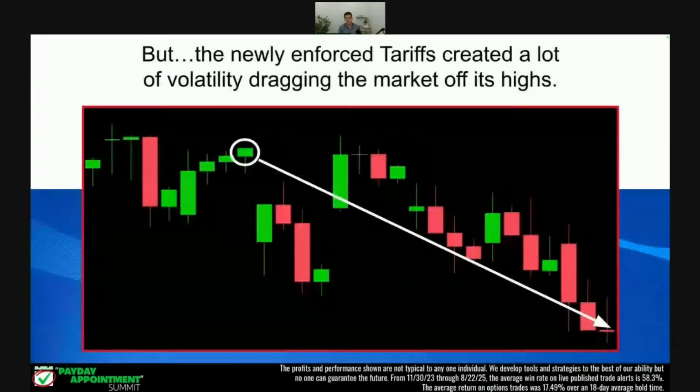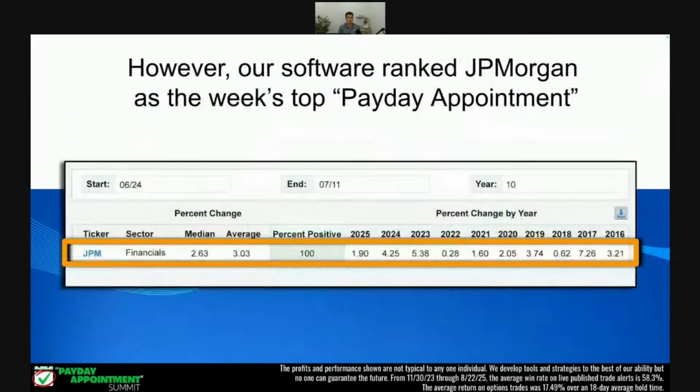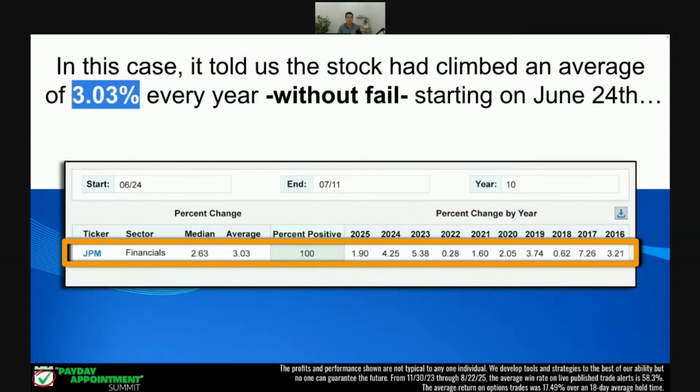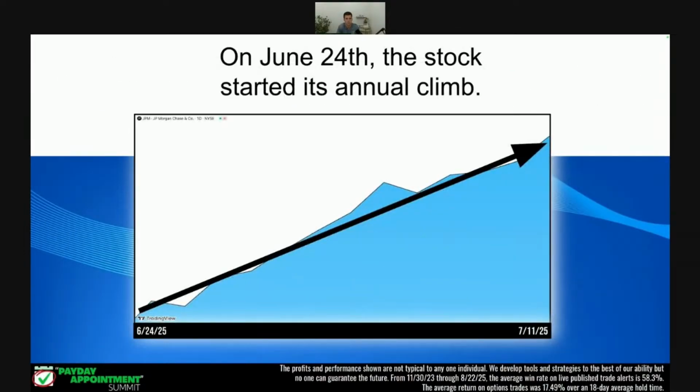Now, in this case, the market wasn't in free fall, but the newly enforced tariffs created a lot of volatility, dragging the markets off of its highs. However, our software ranked JP Morgan as the week's top payday appointment. And in this case, the stock would have climbed an average of 3% every year without fail. Again, the underlying stock for the last 10 years in a row went up. That's the baseline. How much did it go up? About 3% on the stock every single year on average. So once again, this year is no different.